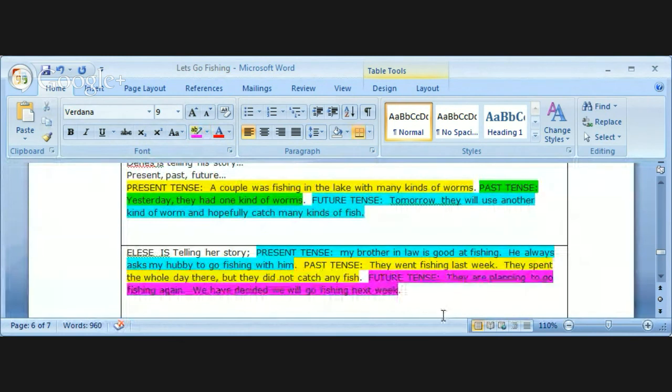Sure. My brother-in-law is good at fishing. He always asks my hubby to go fishing with him. They went fishing last week. They spent the whole day there, but they didn't catch any fish. They are planning to go fishing again. We have decided we will go fishing next week.